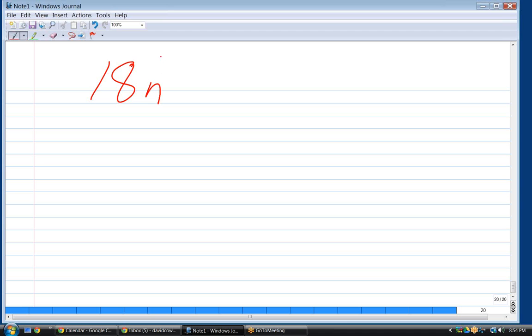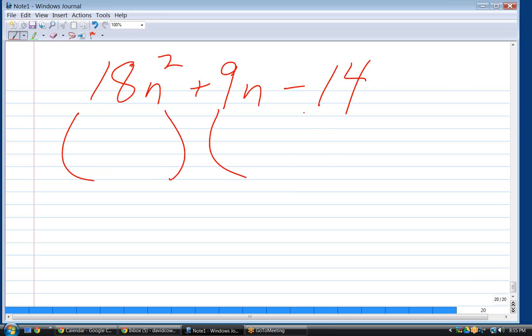Now, these that I'm giving you are probably going to be harder than anything you're going to get, just because these are fairly hard. Only because there's multiple factors of 18. I could use 18 and 1, 9 and 2, 6 and 3. There's multiple factors of 14. So I may have to try a lot of trial and error here. There is no greatest common number that I can pull out. There's no number that divides into 18, 9, and 14.